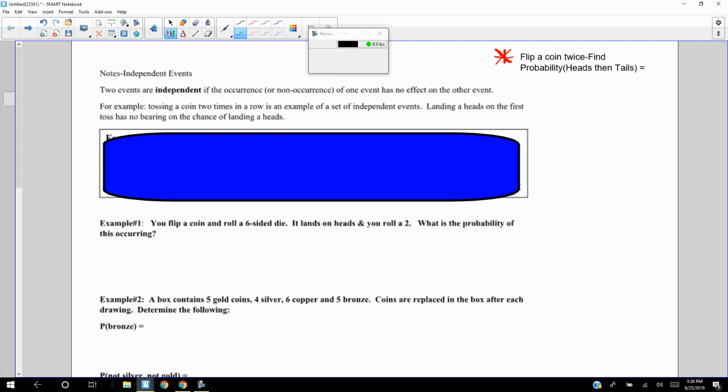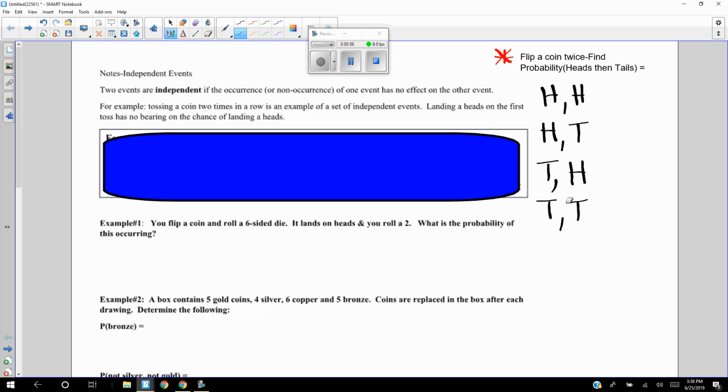If you flip a coin twice, you have really 4 possibilities. You could get a heads and then a heads. You could get a heads and then a tails. You could get a tails and then a heads. And then finally, you can get a tails and then a tails. So what's the probability of getting a heads and a tails? Well, there is a 1 chance out of 4 possible outcomes of getting a heads and then a tails.